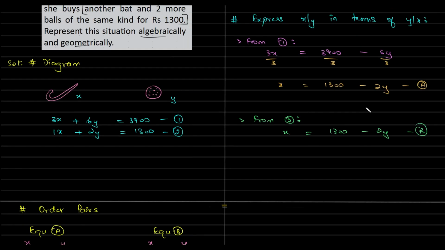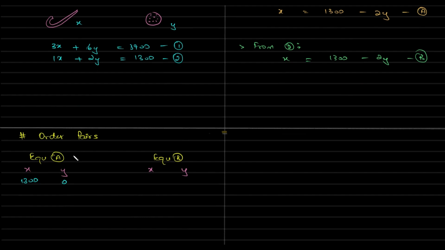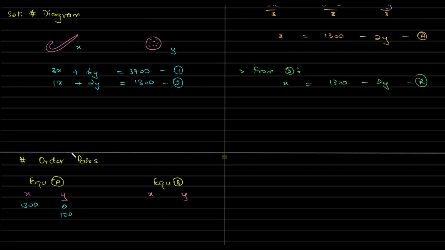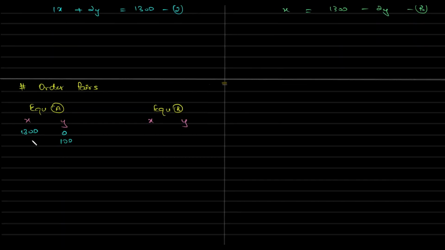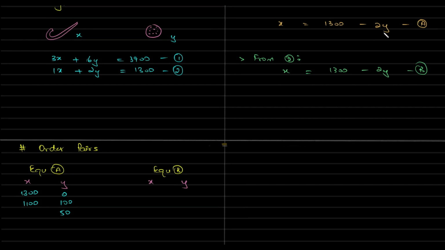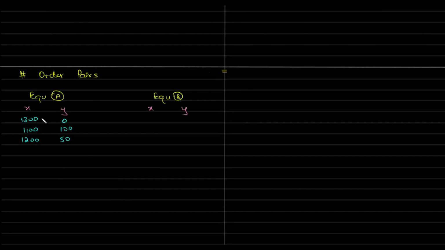Now x value, I can go with some number like 1. It's not easy to plot, right? We have to be practical. So I'll go with 100 or 50 or so. So I can go with 100. Let's see what happens. 100 is easy to handle, right? So when we put 100, we have 200, we have 1000. And then we can put 50, which will make this 100. 2 into 50 is 100. And 1300 minus 100 is 1200. So since these two have the same expressions or equation, we can just copy.